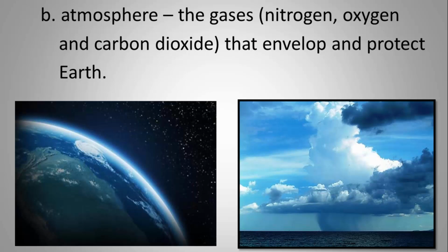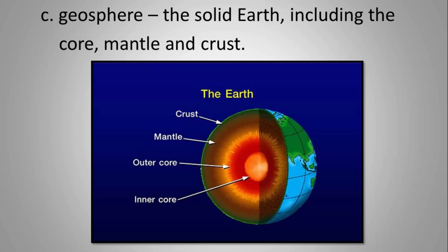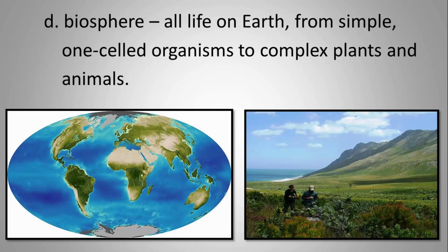The atmosphere, gases, mainly nitrogen, oxygen, and carbon dioxide, these envelop and protect Earth from space. The geosphere, that's our solid Earth, core, mantle, and crust. We'll talk in detail about those different components of the geosphere. Biosphere, this is all life on Earth, including you, going from simple one-celled organisms to very complex plants and animals.